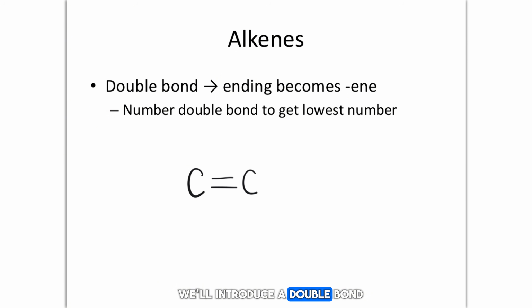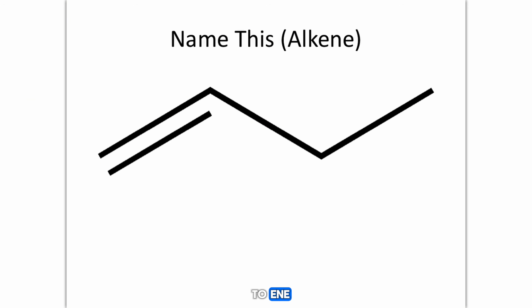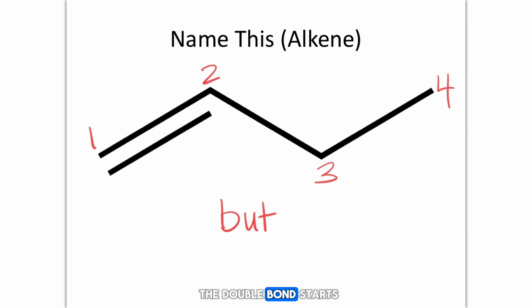Now we'll introduce a double bond, and the ending changes to -ene. We number the chain so the double bond gets the lowest number possible. So let's name this alkene. First, count the longest chain. There are 4 carbons. So the base name is but. The double bond starts at carbon 1, so this is 1-butene.